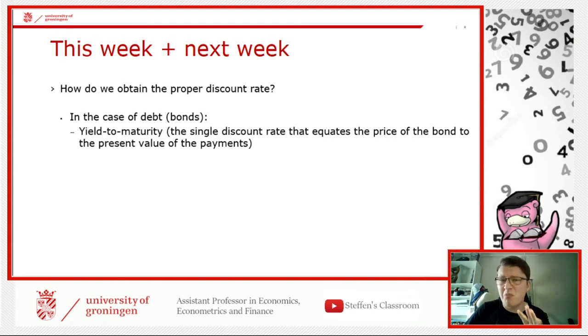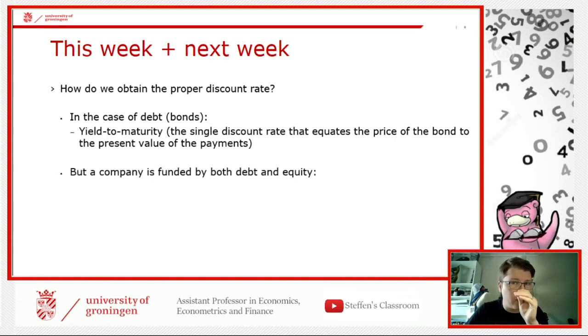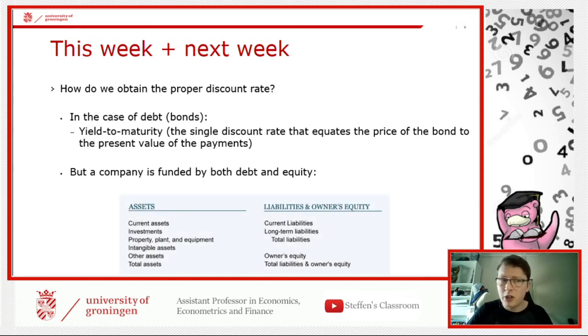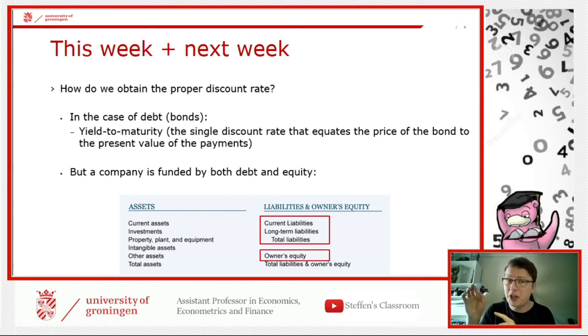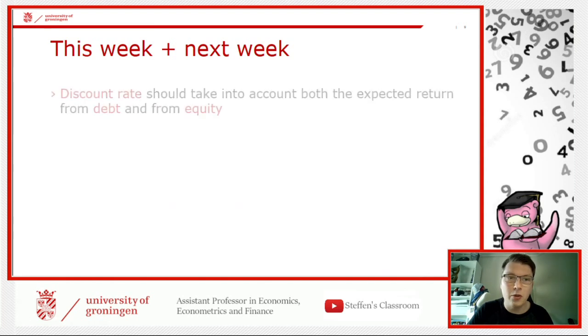And how do we obtain the proper discount rate? Well, for bonds, that's easy. Yield to maturity, not so difficult to get. We learned about that in our third lecture. But as we all know, companies are not only funded by debt, but also equity. Just look at this little balance sheet over here. We see there's something called owner's equity below this box I put here. We're going to be dealing a little more with that one today, so hopefully we will know a lot more about that as we go along.